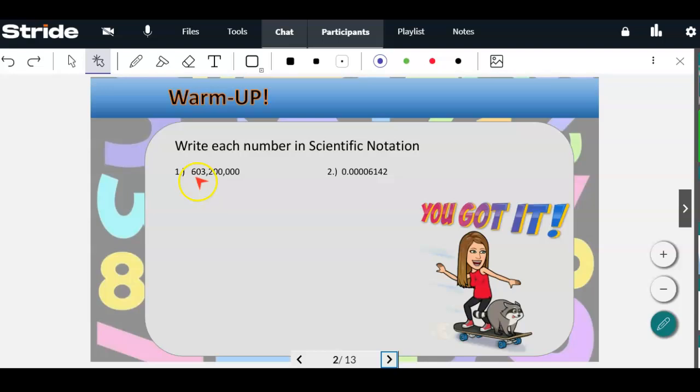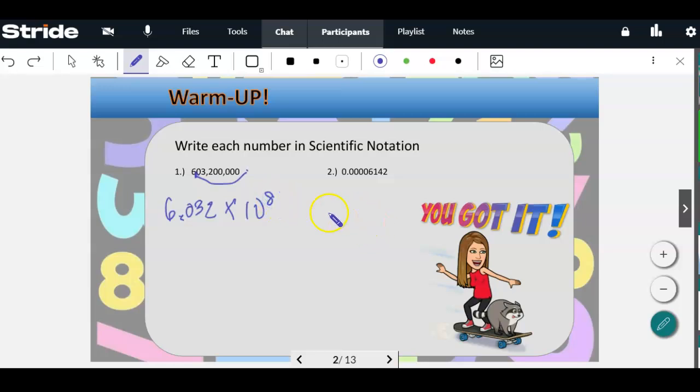Remember that the first part of the scientific notation, called the coefficient, has to be greater than or equal to 1 and less than 10. So we're going to move that decimal there. It's going to be 6.032. You have to get all of these digits until you see just zeros. So this is 6.032 times a power of 10. It's moved over 3, 6, so it's 8.